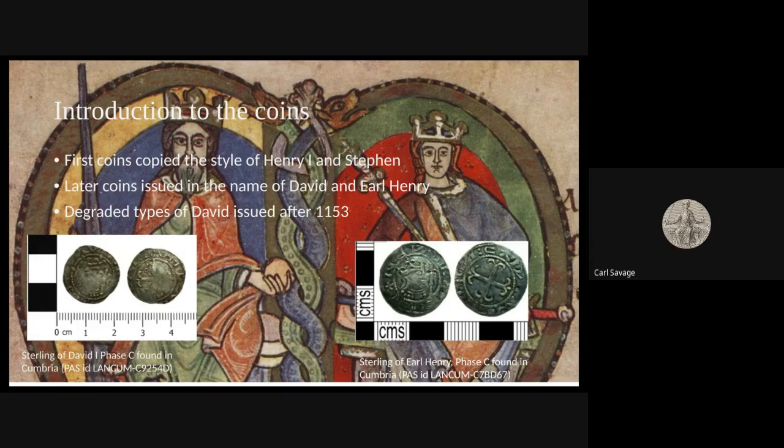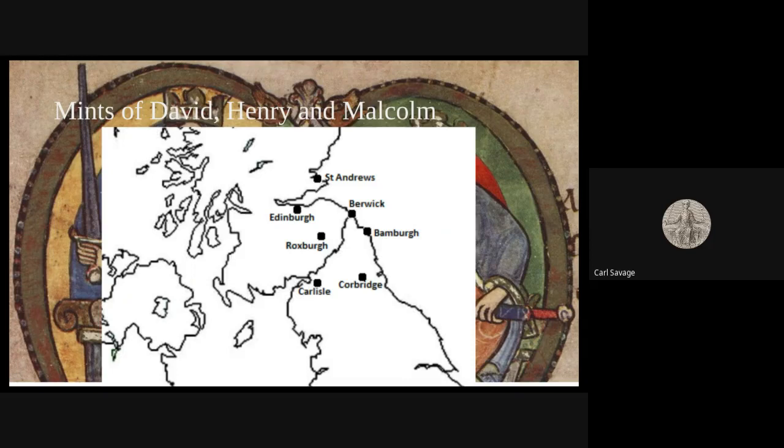The capture of the working mint of Carlisle, which had been a mint since the early 1120s, provided David with a blueprint for establishing his own mints in Scotland. From 1136, the mints striking coins for David include Carlisle, Roxburgh, Berwick, Edinburgh, and the ecclesiastical mint at St Andrews under Bishop Robert. As already mentioned, the mints in Scotland did not strike coins in Stephen's name.